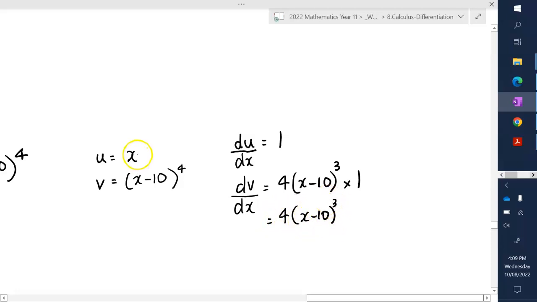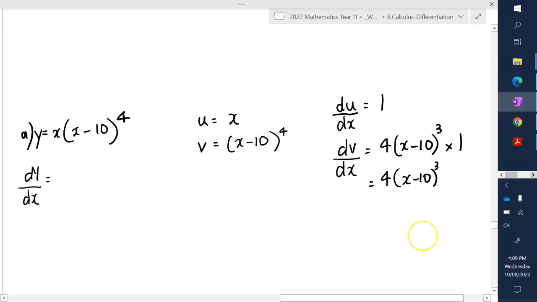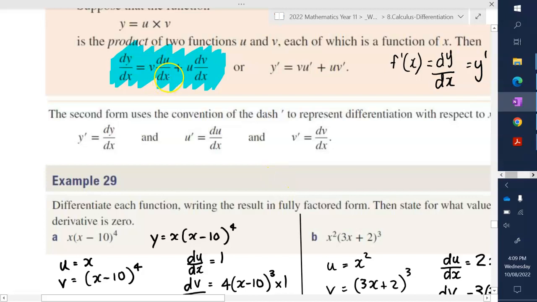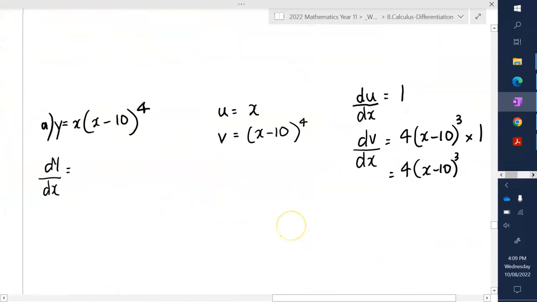So I've got a u, I've got a v, a du dx, and a dv dx. So now I can write my rule down and pop these into that rule. So look at our rule again. v du dx plus u dv dx. Let's work out our dy dx.